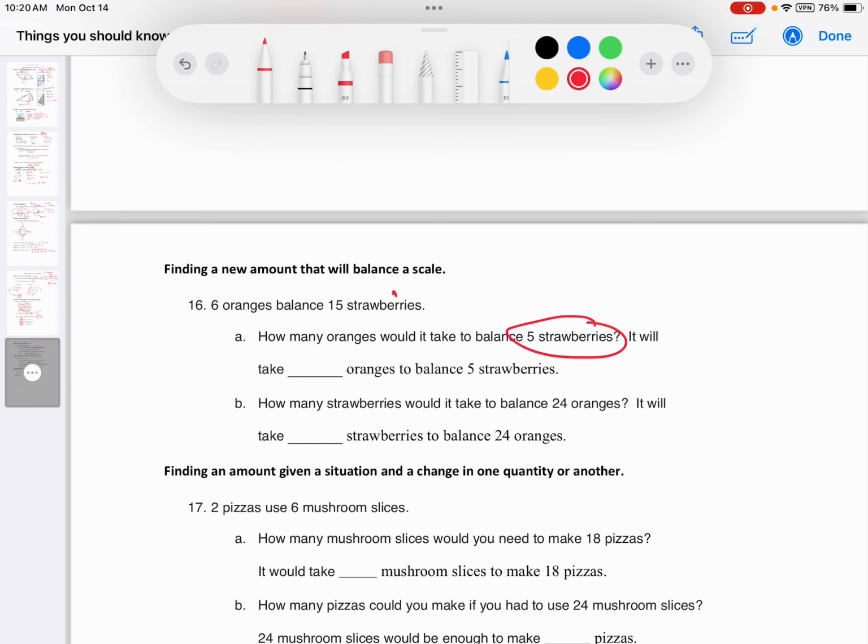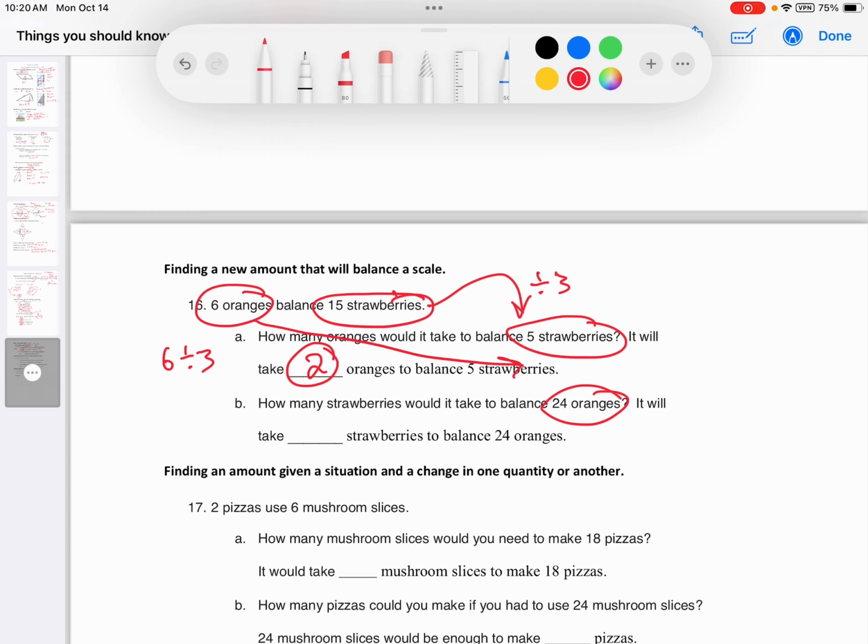This is strawberries, so we compare it to strawberries up here. 15 to 5 is dividing by 3, so what do I do to 6? I do 6 divided by 3. 6 divided by 3 is 2 oranges. This is going from oranges. Oranges are 6. How do I get from 6 to 24? I multiply by 4. So what should I do to the 15 strawberries? I should multiply by 4. 15 times 4 is 60. Okay?